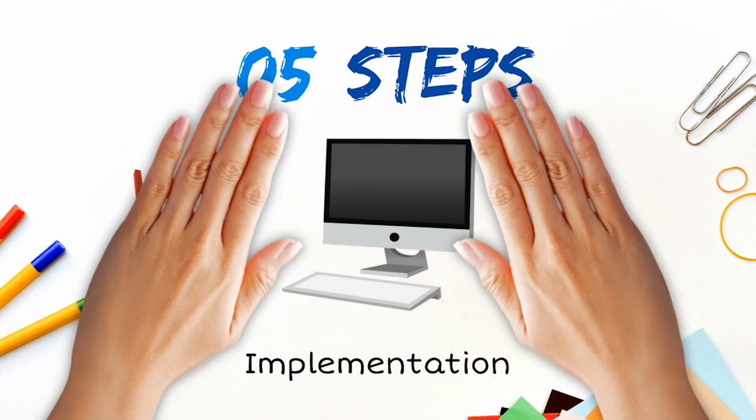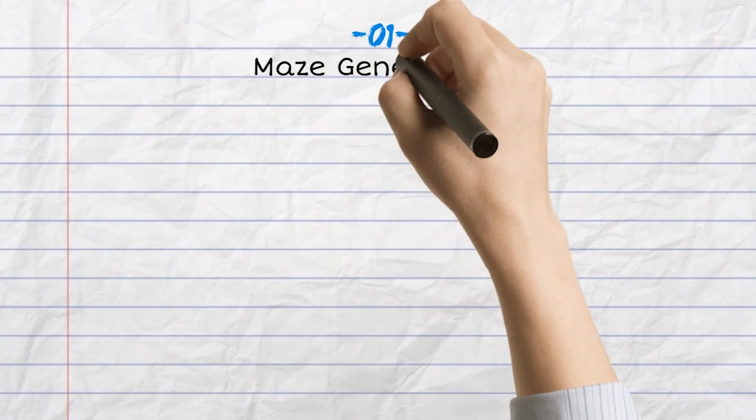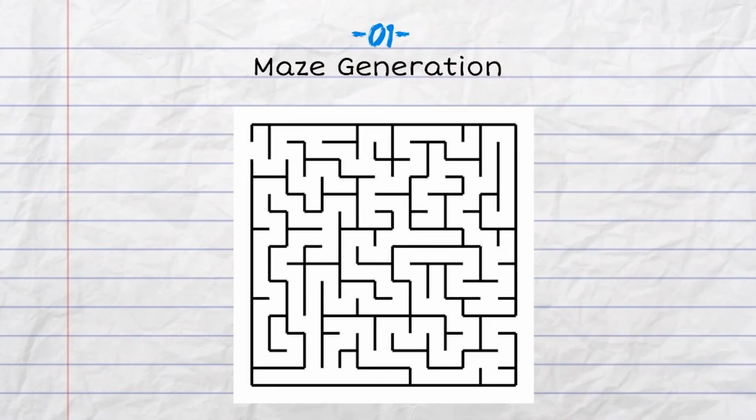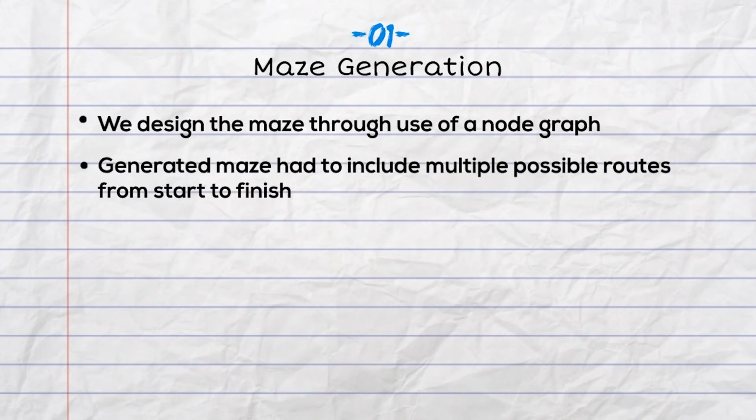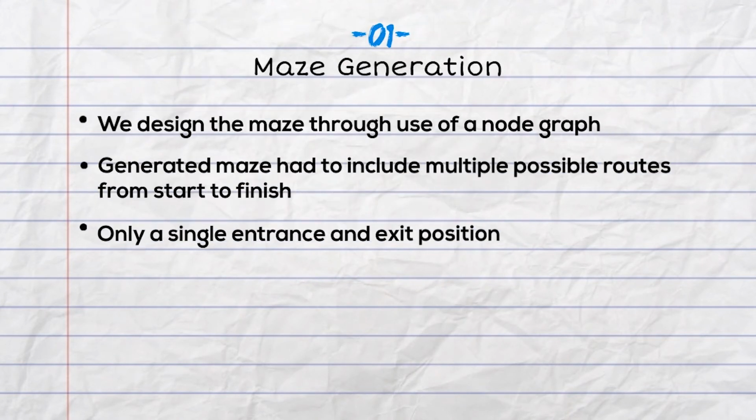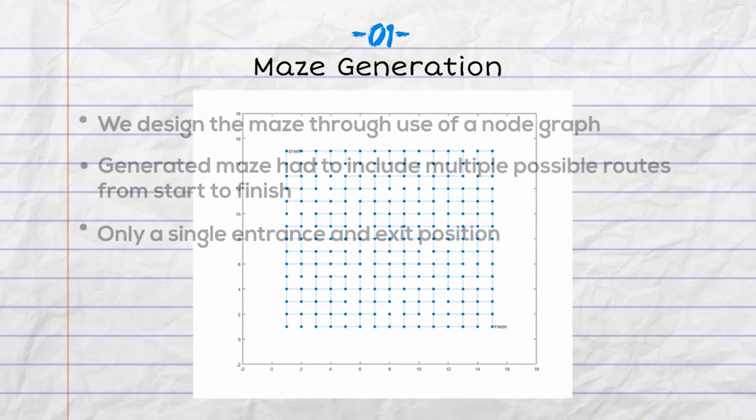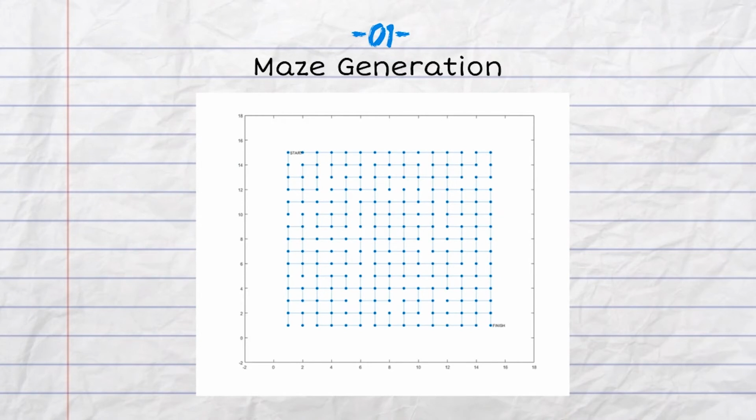Maze generation. The first step to solving this problem was generating some data to use for training and testing the design system. We designed the maze through use of a node graph. It was mandatory that the generated maze had to include multiple possible routes from start to finish. The general layout for all node graph mazes is a square with only a single entrance and exit position.